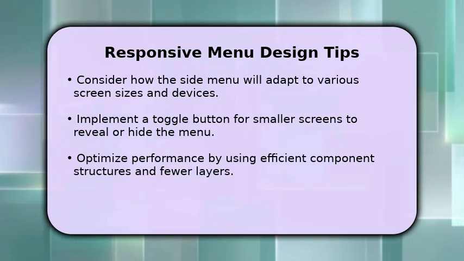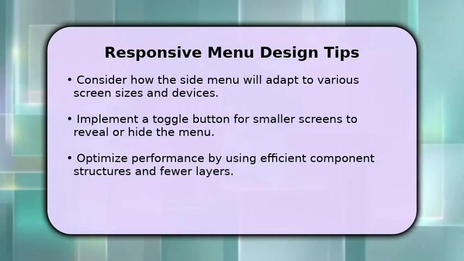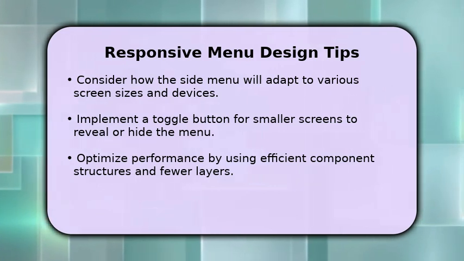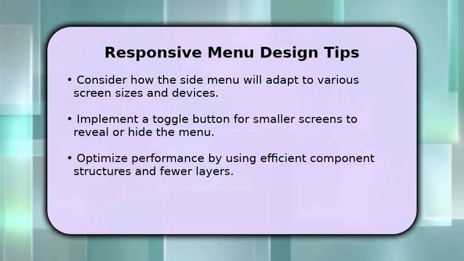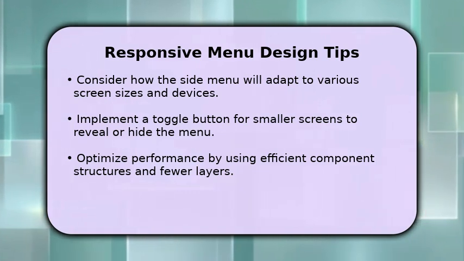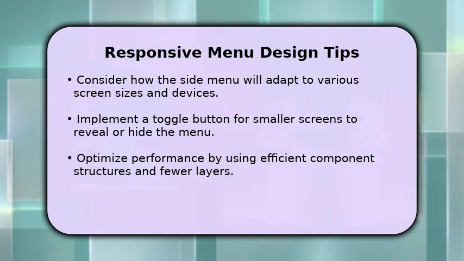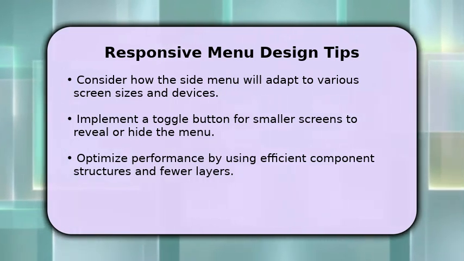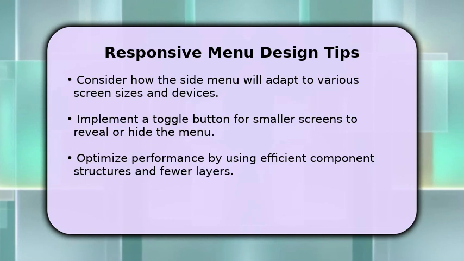Finally, let's discuss making your side menu responsive and efficient. Always consider how the menu will adapt to various screen sizes, from large desktops to small mobile devices. For smaller screens, implement a clear toggle button, often a hamburger icon, to reveal or hide the menu, saving valuable screen real estate. Optimize performance by using efficient component structures and minimizing the number of layers, which can significantly improve loading times and overall user experience, especially on devices with less processing power.